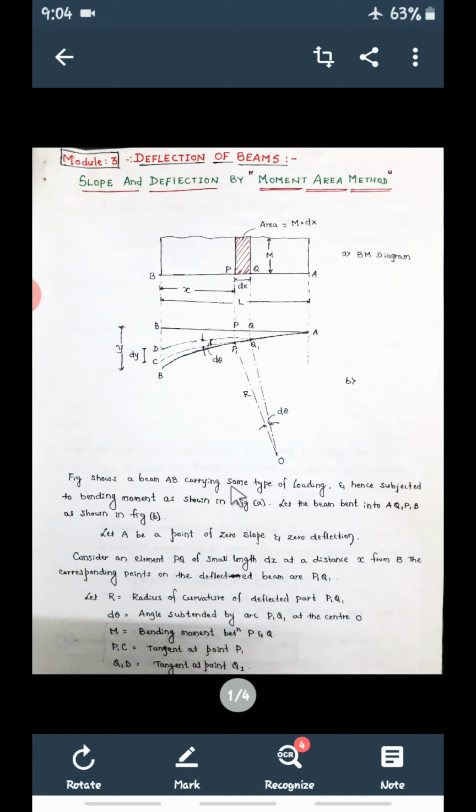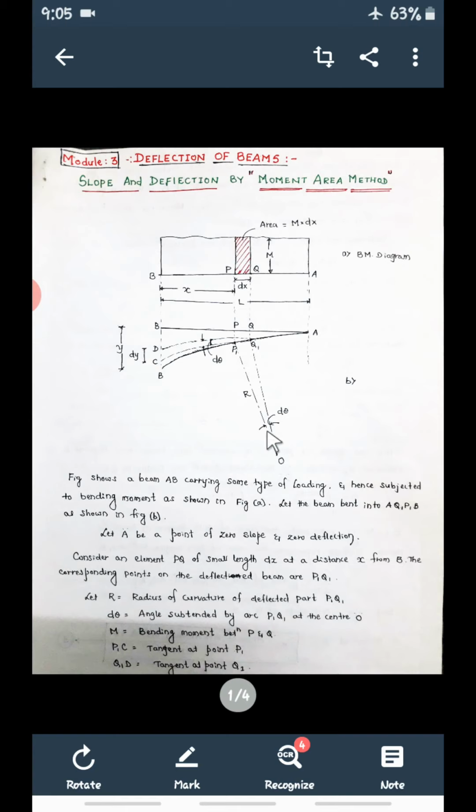So let R be the radius. If you take O as the center point and draw the radius between P1 and Q1, this will be R. So R will be the radius of curvature, the radius of curvature of the deflected part P1Q1, with center point O.